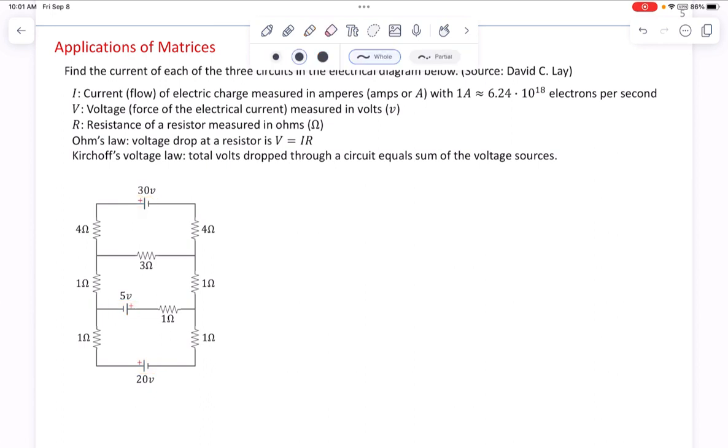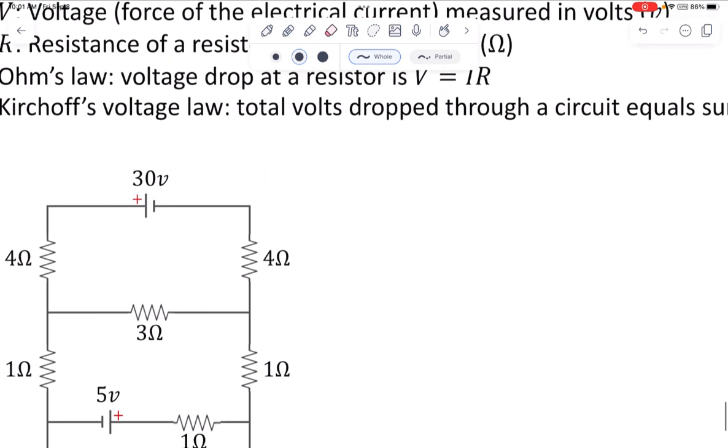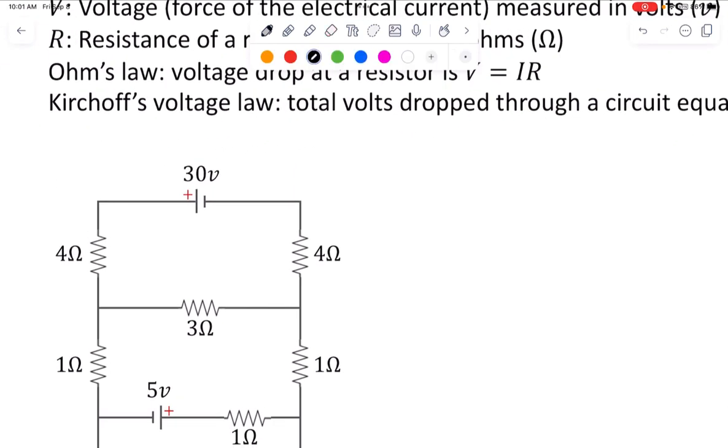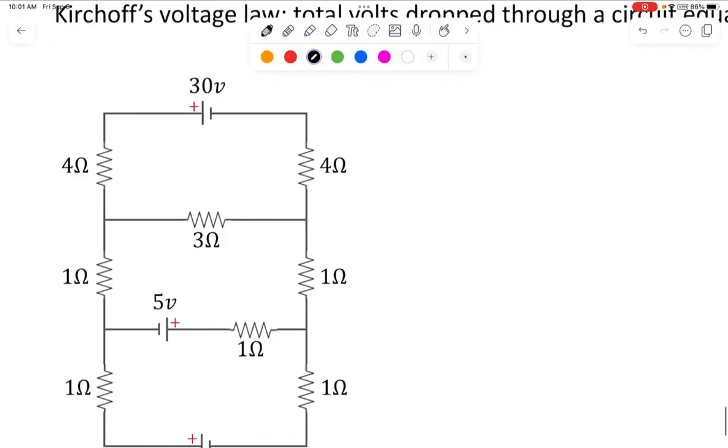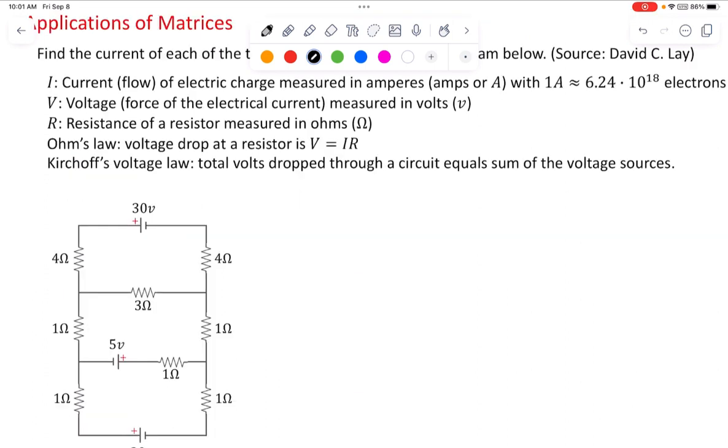Furthermore, the natural flow of electricity through a battery, it flows from the positive terminal of the battery. So voltage would attempt to flow this way. In this case, flow this way in this case, and flow this way in this case. Now we said that there were 3 different currents, one for each circuit. We're going to call those currents I sub 1, I sub 2, and I sub 3. Now we have to set up the equations based off Ohm's law and Kirchhoff's voltage law.